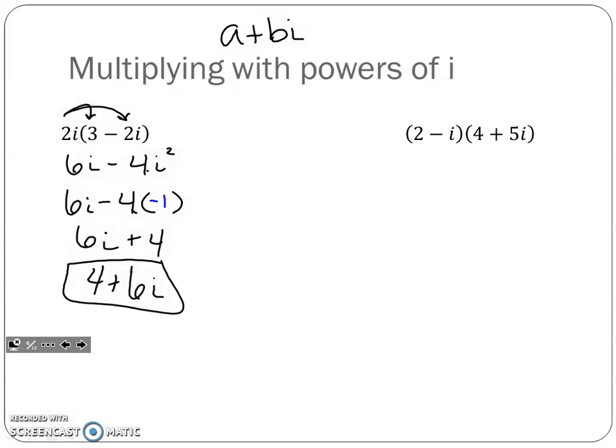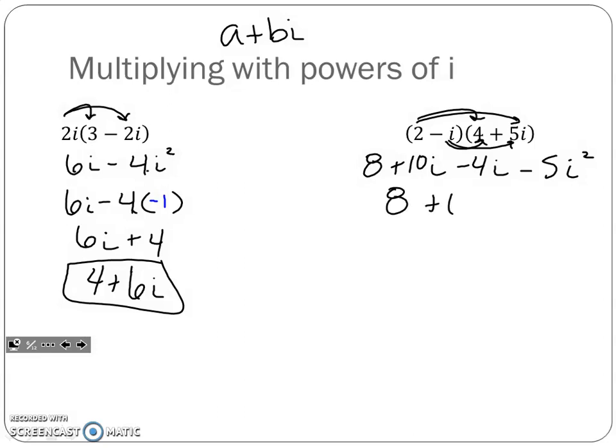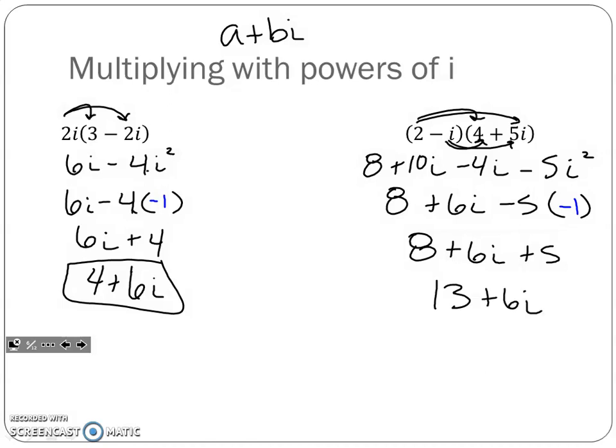Then over here, complex number times a complex number. Well, we're treating these just like variables, so you know you're going to FOIL. 2 times 4 is 8. 2 times 5i is 10i. Negative i times 4 is negative 4i. Negative i times 5i is negative 5i squared. Combine our like terms. 8 plus 6i minus 5i squared, but we know that i squared is actually negative 1. So really this is an 8 plus 6i plus 5. And the 8 and 5 come together to make 13 plus 6i. And that's my final answer for our multiplying.